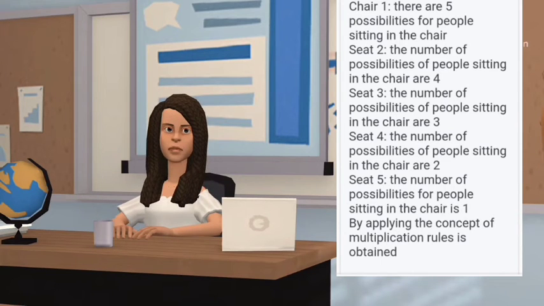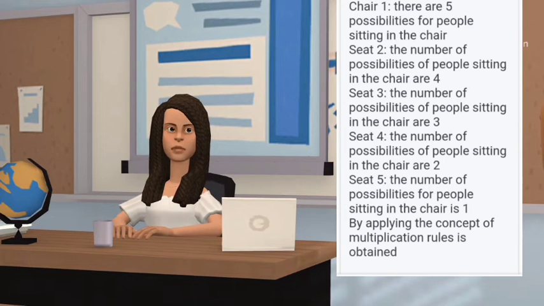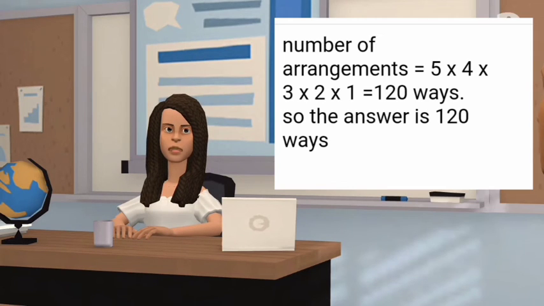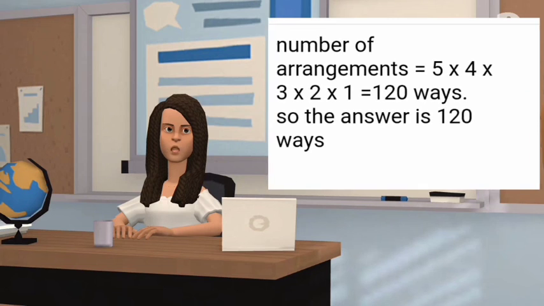Seat 3, the number of possibilities of people sitting in the chair are 3. Seat 4, the number of possibilities of people sitting in the chair are 2. Seat 5, the number of possibilities for people sitting in the chair is 1. By applying the concept of multiplication rules is obtained number of seating arrangements equals 5 times 4 times 3 times 2 times 1 equals 120 ways. So the answer is 120 ways.